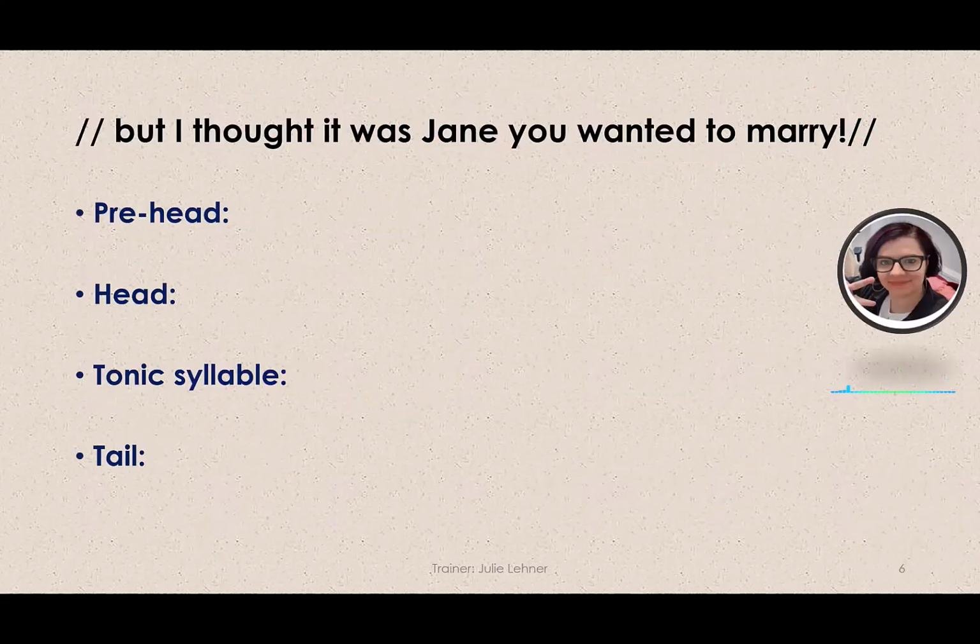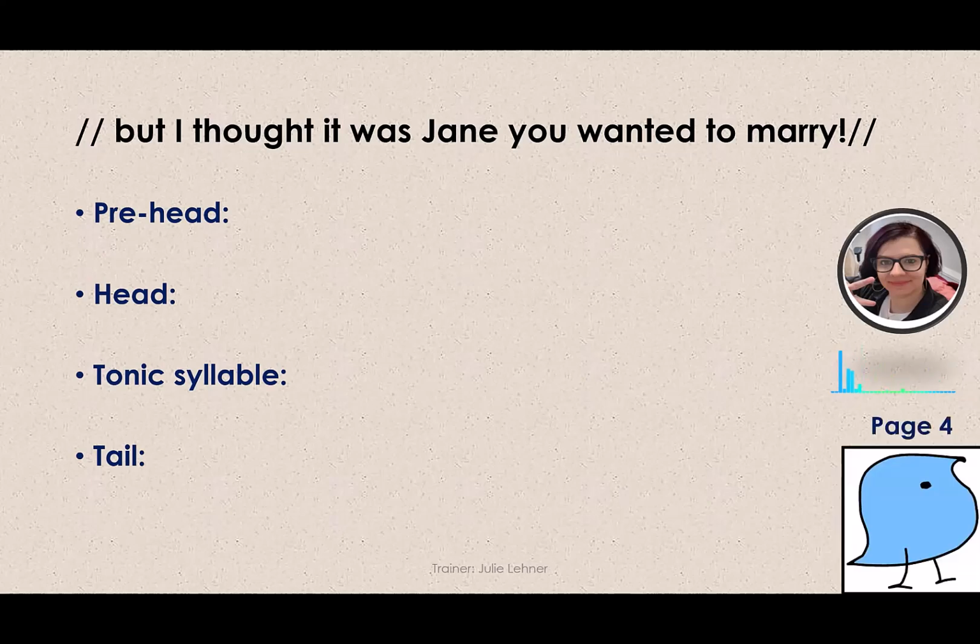Let's do some practice. Here we have another tone unit. We're going to invite you to go to page 4, revise the definitions for prehead, head, tonic syllable, and tail, and try to identify these terms in the given tone unit. There may be many possibilities for the prehead, head, tonic syllable, and tail in this tone unit, but I would like you to try it with this particular intonation.